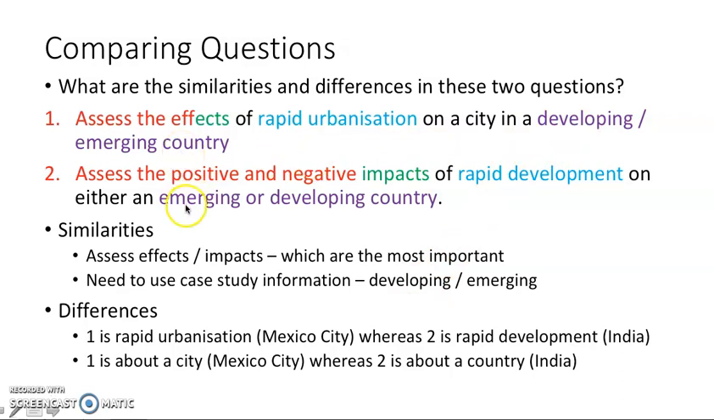However, although they look quite similar, the devil is in the detail. Question 1 is about rapid urbanization. You're looking at your Mexico City case study here. Whereas question 2 is about rapid development. So this would be related to India. Again, another difference: 1 is about a city, whereas 2 is about a country.